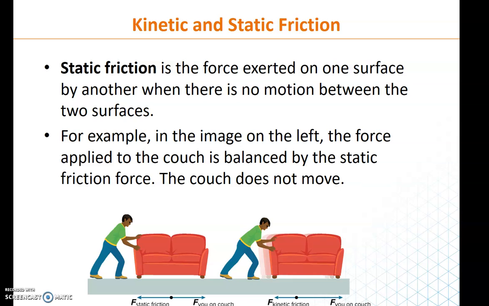For example, in the image on the left, the force applied to the couch is balanced by the static frictional force. It means the couch does not move. So here a person is applying a force on the couch and the couch is not moving. If the object is not moving, the opposing force is the static friction. In the second figure you can see the person is applying force on the couch and the couch starts moving. If the object is moving, the opposing force acting on that object is the kinetic friction.